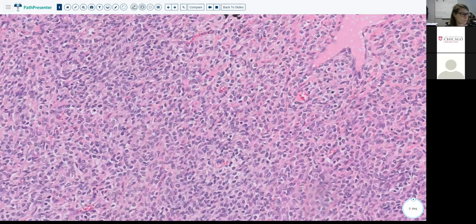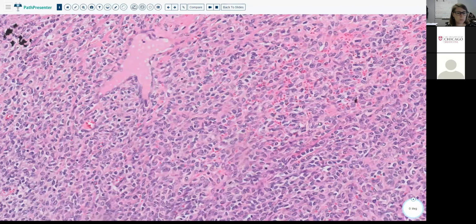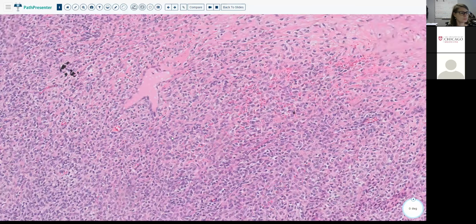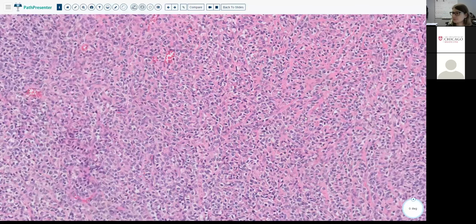Just curious, I'm seeing a lot of red cells extravasated here, or maybe not extravasated. Does this stain with any vascular markers? No. Okay, got no idea then. Anybody else before I divulge?